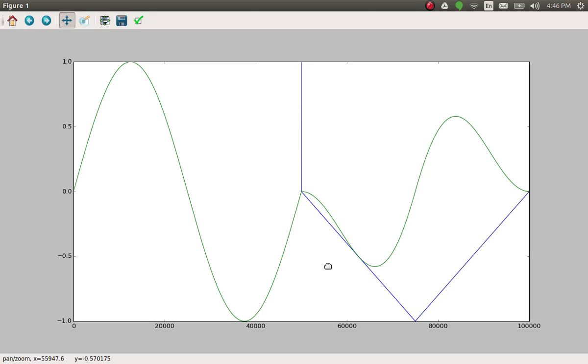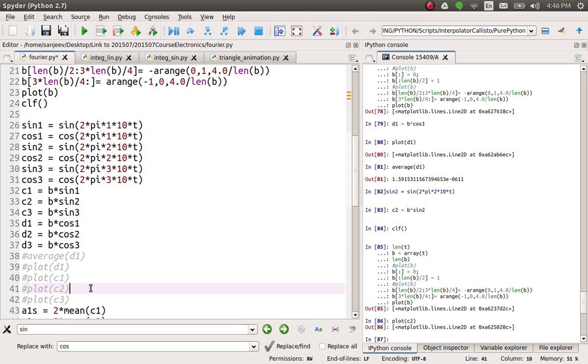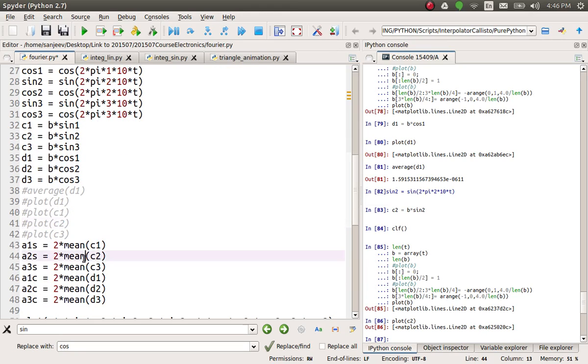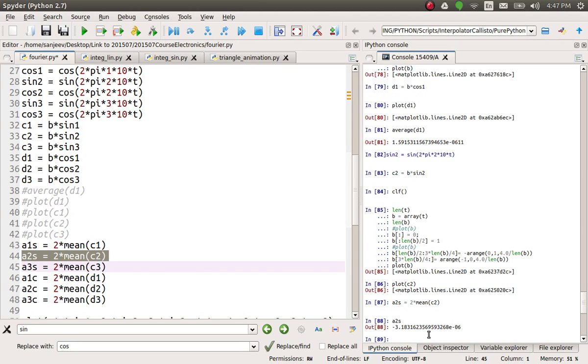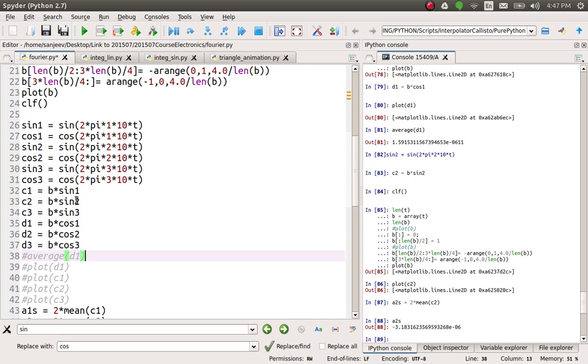And how about this one? Well, this also looks like it's sort of symmetrical across this. It blends it and then it comes down. And okay, so it looks like if I took a mean of that, then A2S is also 0. So this doesn't have a second harmonic sine component. It doesn't have the first harmonic cos component. Let's see third harmonic of sine.